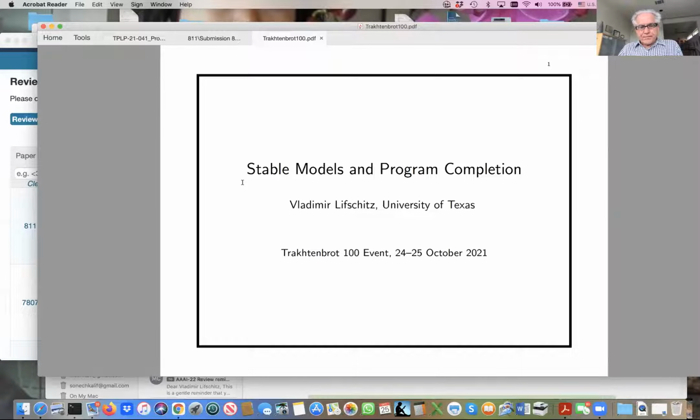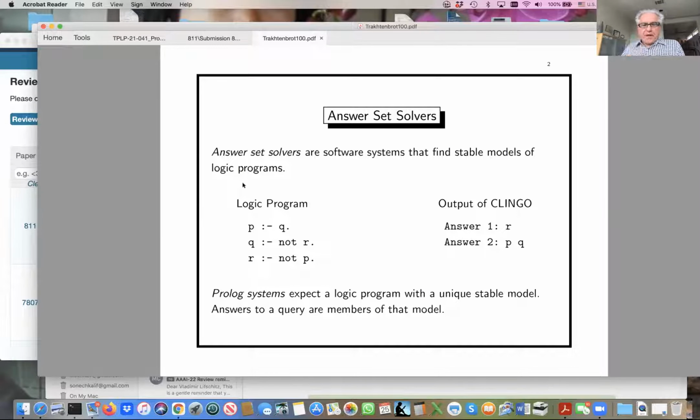My talk is about logic programming systems called answer set solvers. Their functionality is somewhat different from the functionality of prolog systems that are better known in the world of logic programming. Answer set solvers are software systems that find stable models of a logic program. And I'll define stable models a little later.